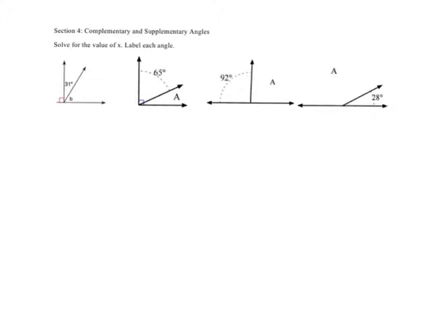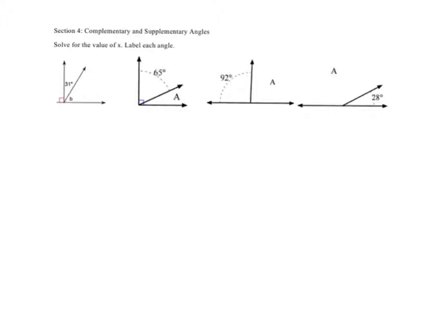Now let's take a look at complementary and supplementary angles. Remember I made the joke that in complementary angles, you think of giving someone a compliment as doing the right thing, and a right angle is 90 degrees. So the first two are complementary angles. So that means they must add up to 90.